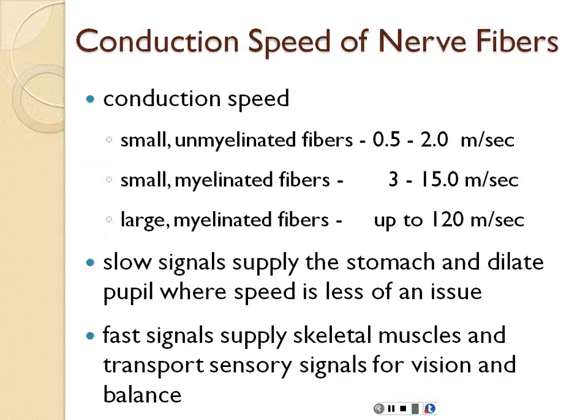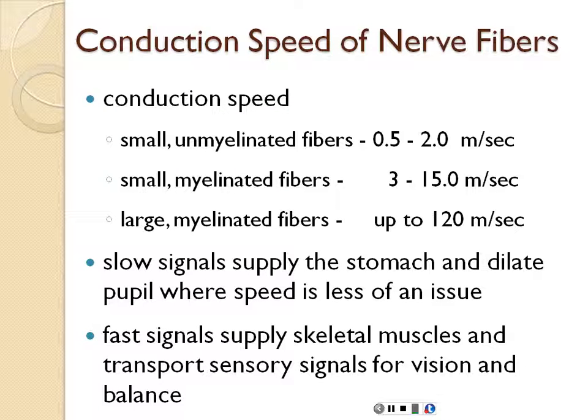Okay? So where do we have these different types of neurons? So those small unmyelinated fibers transmit slower signals, but these neurons are found in areas where the signal doesn't have to be rapid, right? They supply the stomach and dilate the pupils. So if you think of someone's pupils constricting or dilating, you can look at someone, put a light in their eye, and you can see what's happening. You can actually see the pupils constrict. So that's controlled by slower signals.